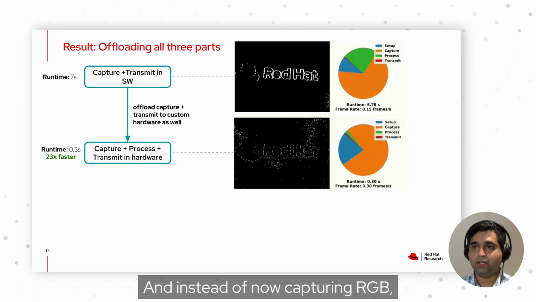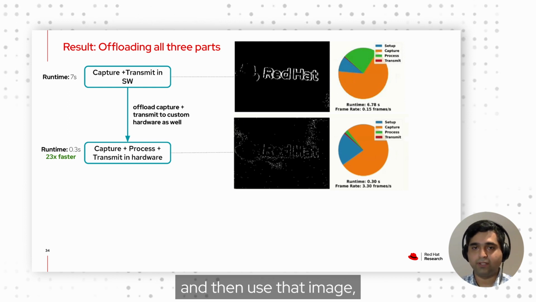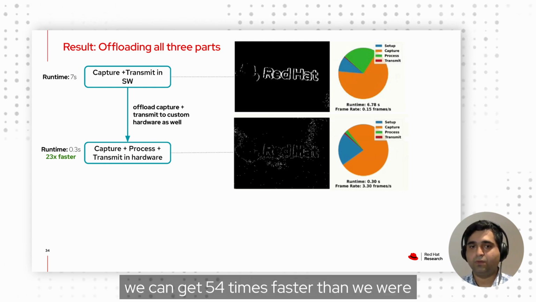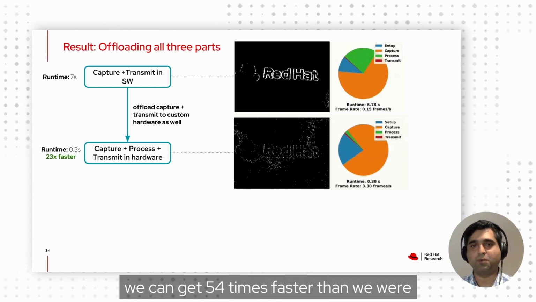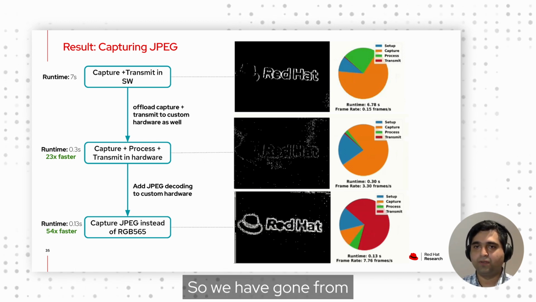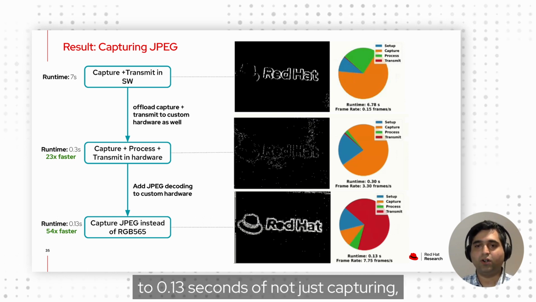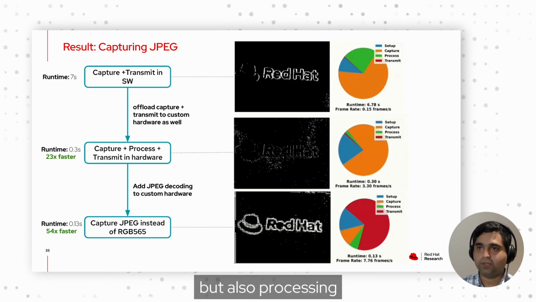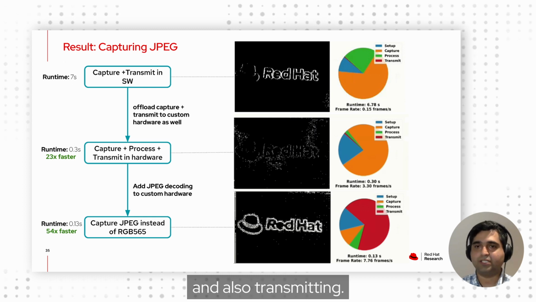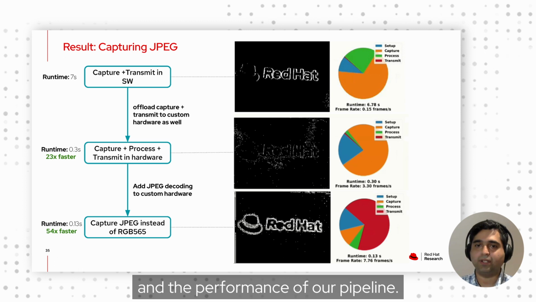And instead of now capturing RGB, what if we capture JPEG and decode it as part of the pipeline and then use that image? We can get 54 times faster than we were when we were doing capture and transmit purely in software. So we have gone from 1 second JPEG captures to 0.13 seconds of not just capturing, but also processing and also transmitting. So we have now really improved the efficiency and the performance of our pipeline.